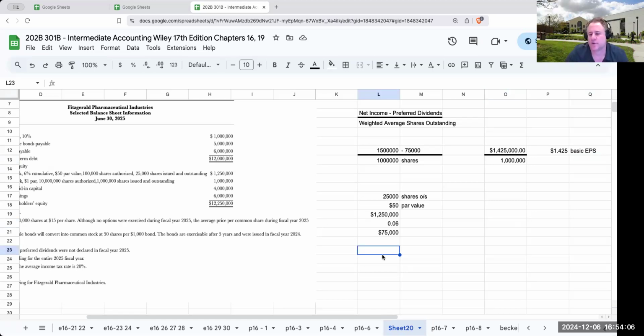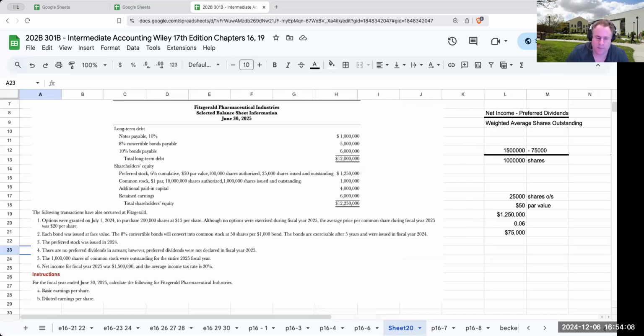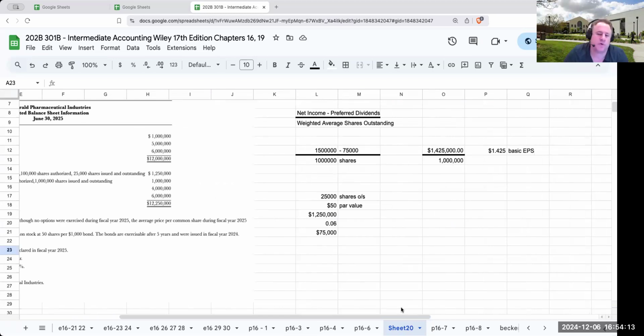But let's go ahead and now take a look at fully diluted earnings per share, or diluted earnings per share. So what exactly does diluted earnings per share mean? Well, we're going to start over here with our basic earnings per share. And if we have something that is in fact dilutive, then if the earnings per share drops below 1.425, we're going to include it in our earnings per share.